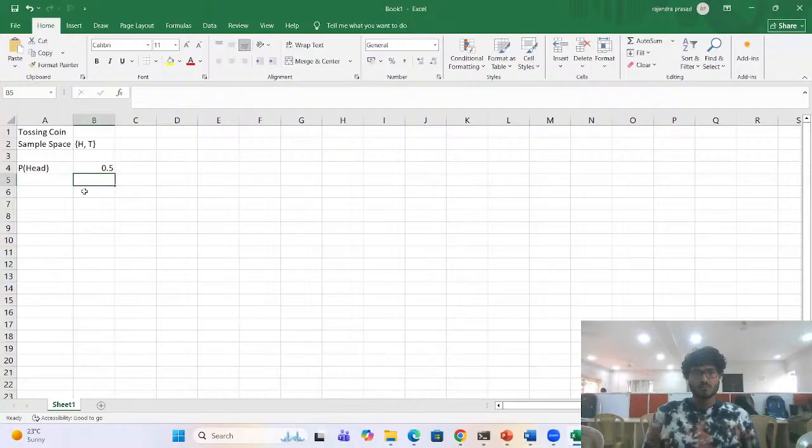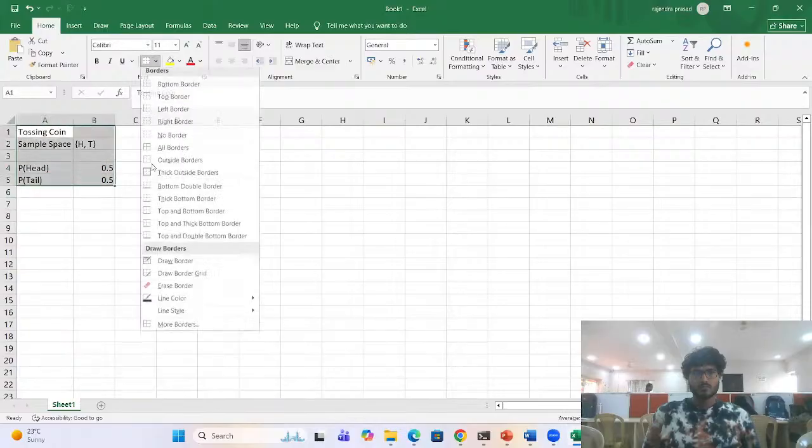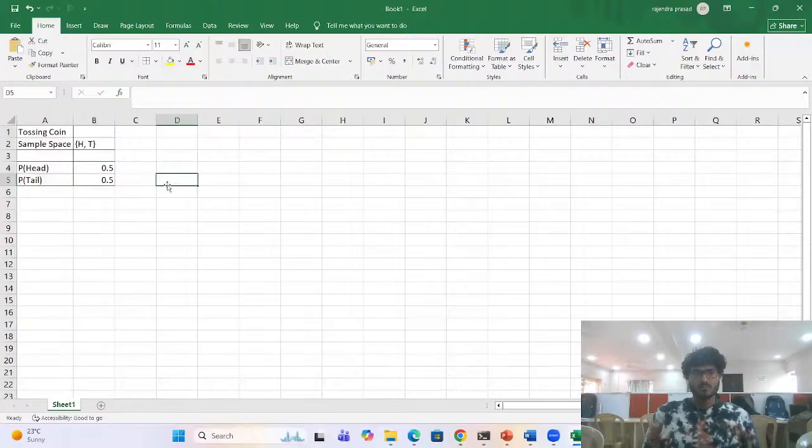So what is the probability? 0.5. Same way, I want to calculate the probability of getting a tail. How many favorable cases do you have? 1 divided by the total number of cases, 2. So 0.5. You cross-check, as I mentioned: whenever you do a random experiment, the probability of each and every possible outcome should lie between 0 and 1. 0.5 satisfied, 0.5 satisfied.